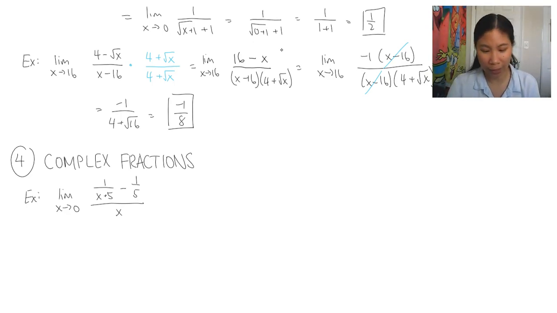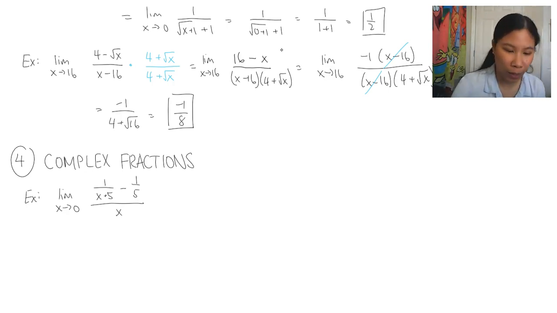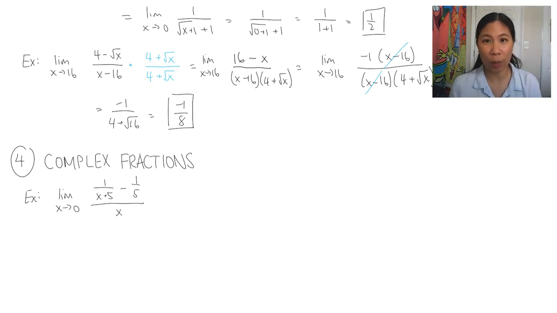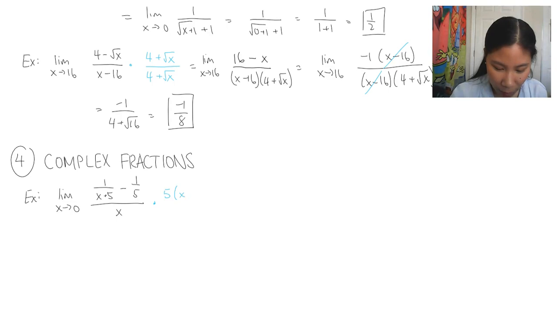First of all, we can't plug in right now because once I plug in 0 for x, I end up with 0 on the bottom. So, wah wah. Okay, so to deal with complex fractions, what we want to do to get rid of them is to multiply the top and the bottom by the common denominator. What I mean by common denominator is look for all the little fractions within your complex fraction. So here's a little fraction, the 1 over x plus 5. The 1 over 5 is also a little fraction. So between those two little fractions, the common denominator would be 5 times x plus 5.